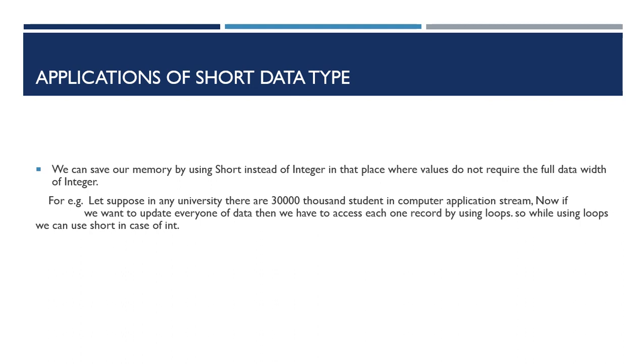Friends, in that case I have to use an integer value, some data type, for the for loop. In the loop, I can use my short data type in place of the int data type, because we have 30,000 students, and that lies in the range of the short data type. So I can use short instead of int.